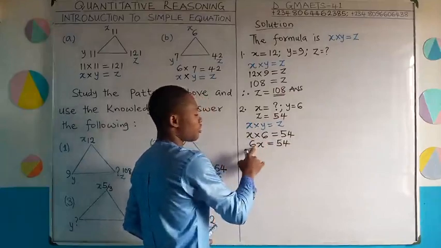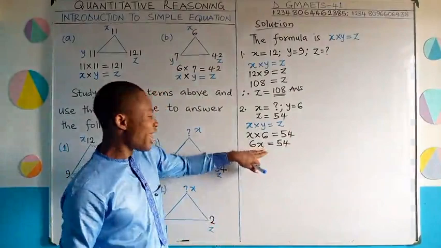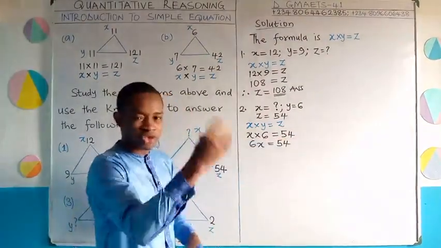X times 6 will give us 6x. It is not compulsory to write this thing out. You can actually start solving from here again. Just move on straight from there.